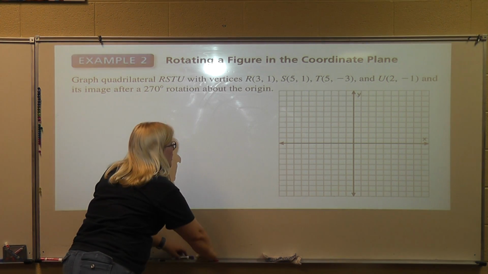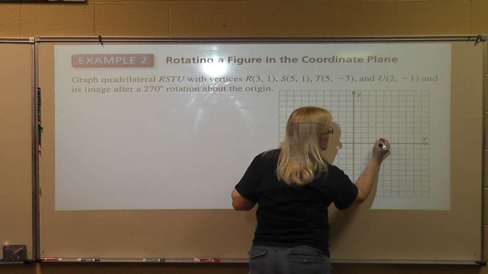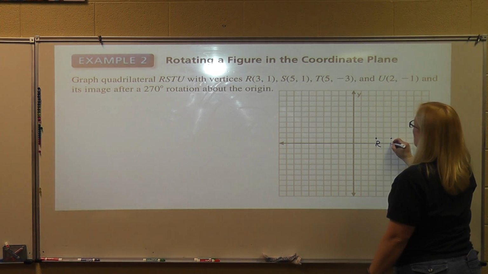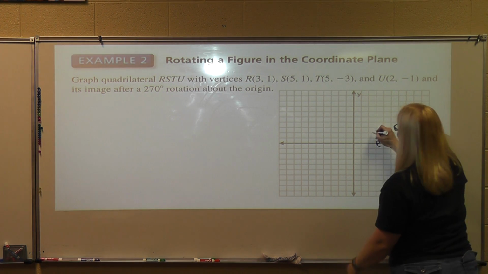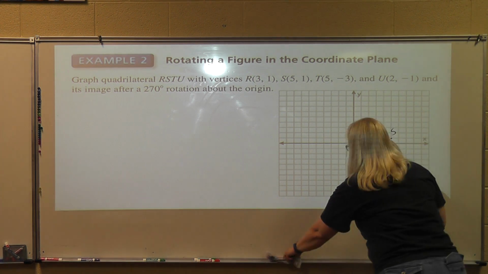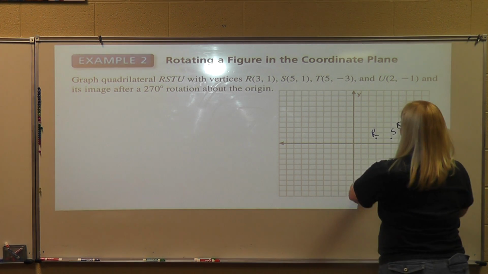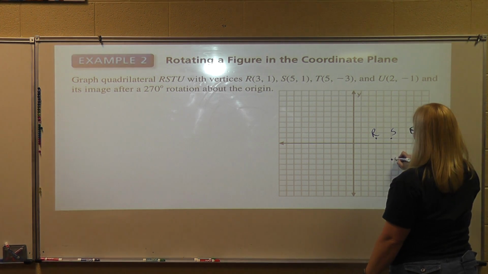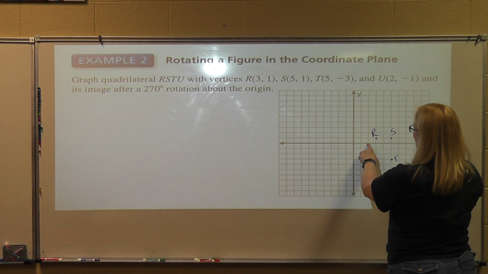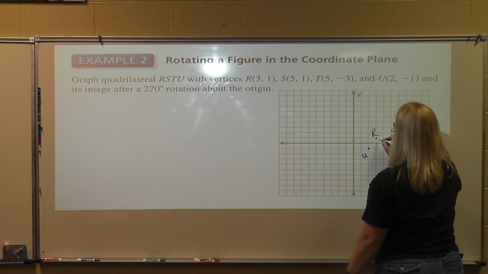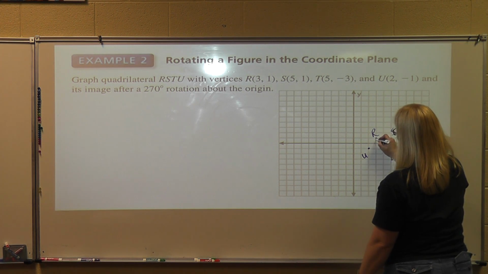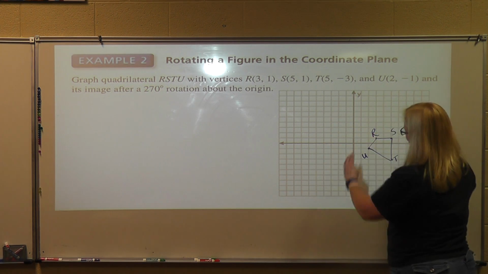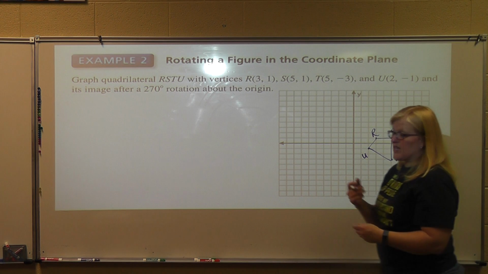We're going to graph a quadrilateral RSTU, and we're also going to graph the image after a 270-degree rotation, counterclockwise, all around like that. So R is 3, 1, S is 5, 1, T is 5, negative 3, I guess I should have written these up here, huh? So 1, 2, 3, that's T, and U is 2, negative 1. So all of this is going to be rotated around 270 degrees.